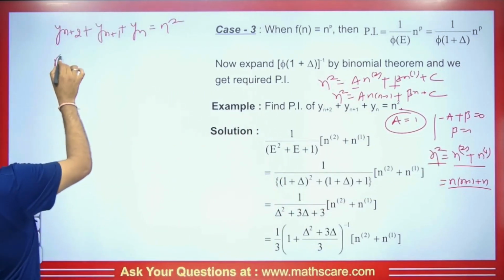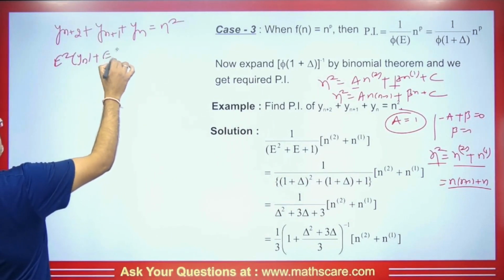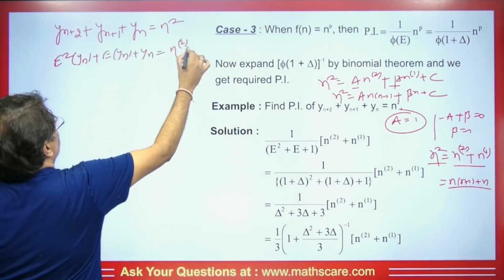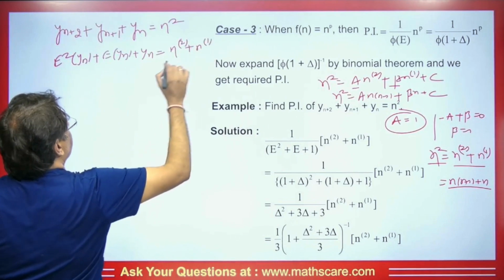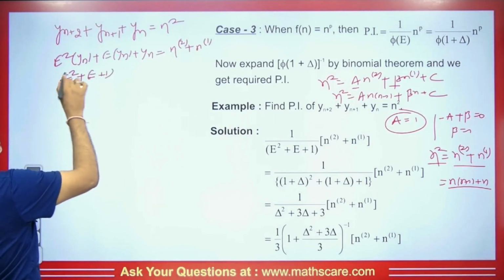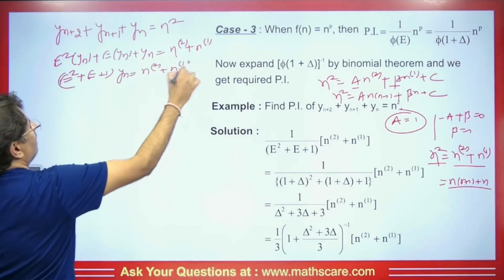Let's get to the point. Here we will write this as E square yn plus E yn plus yn. Now if we convert this into notation, this will become n(2) plus n(1). Is it clear? This is the value that we will have: E square plus E plus 1, and this will be yn, equal to n(2) plus n(1), right?